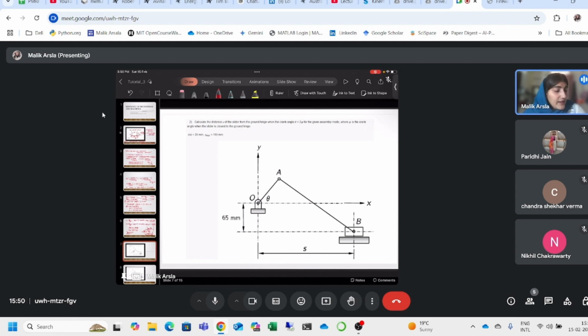So the question is, calculate the distance S of the slider from the ground hinge when the crank angle theta is equal to 2 phi for the given assembly mode, where phi is the crank angle when the slider is closest to the ground hinge. OA is given as 20 mm and S max is given as 110 mm.